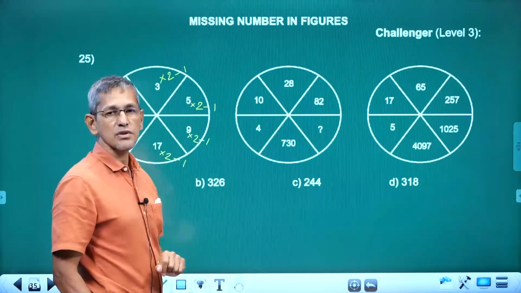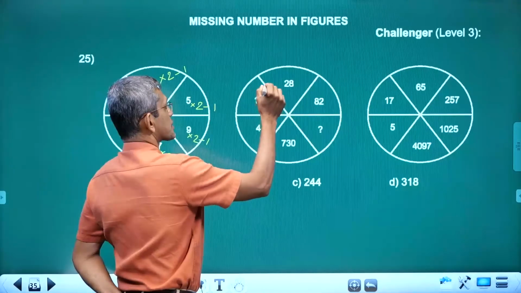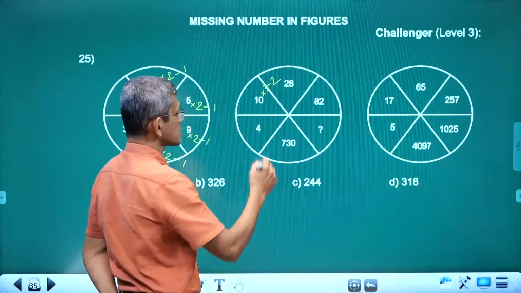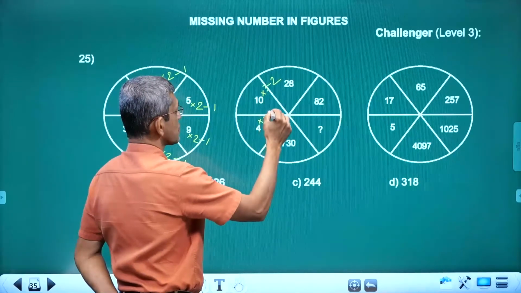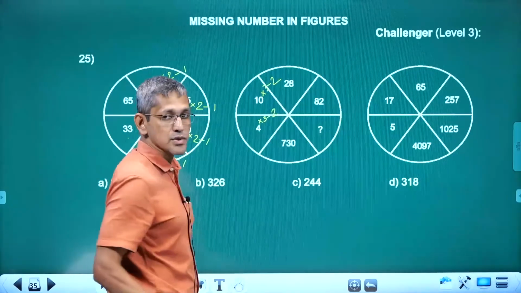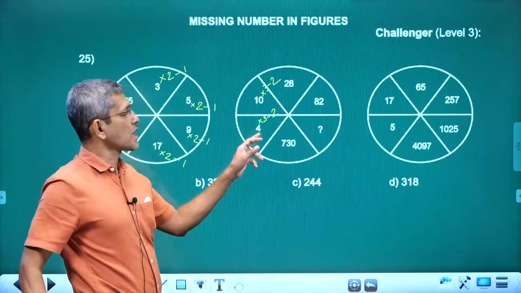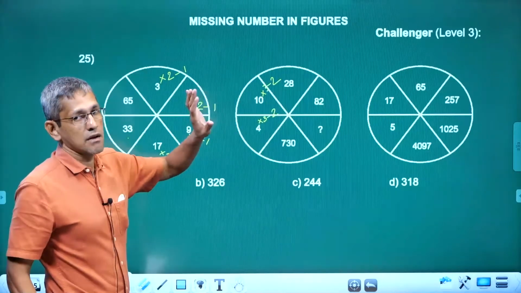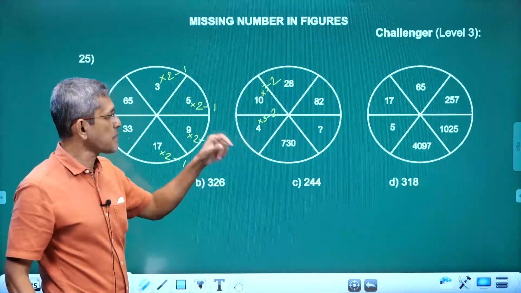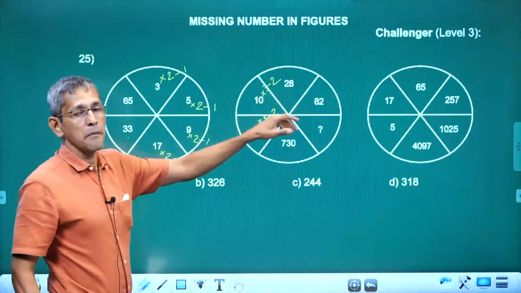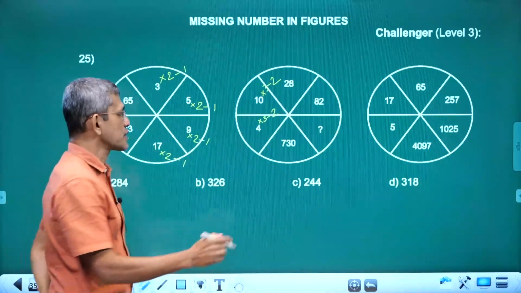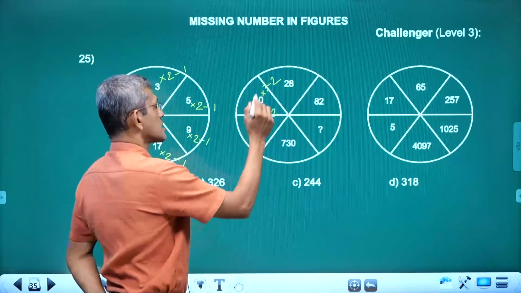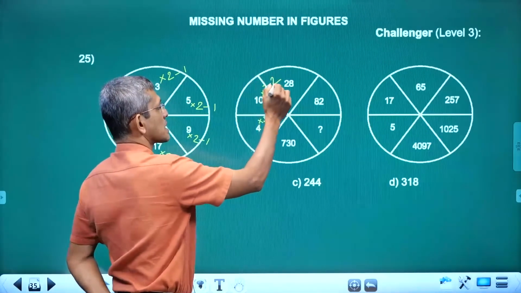But if you take a closer look, you can see that 10 into 3 minus 2 is 28. And we apply the same pattern here. 4 into 3 is 12. 12 minus 2 is 10. In that case we don't need to multiply 4 with 2. 4 into 2 plus 2, that is 10, that's correct, but that pattern doesn't go with the pattern of the other numbers. So here we take it as 4 into 3, 12 minus 2, 10. Then 10 into 3, 30. 30 minus 2 is 28.